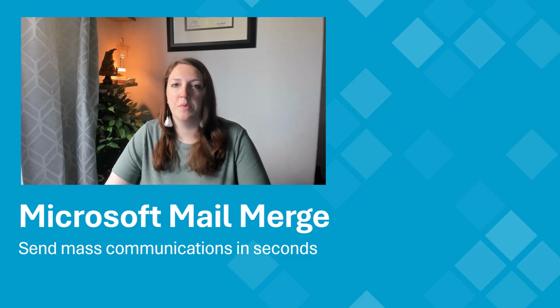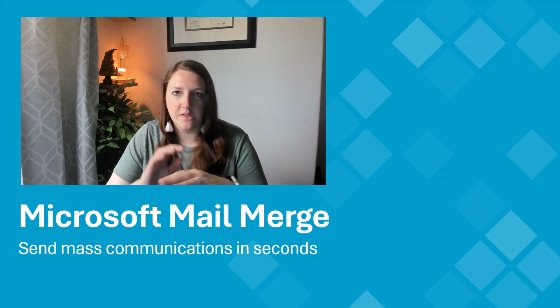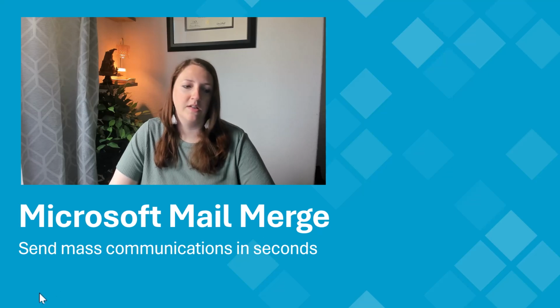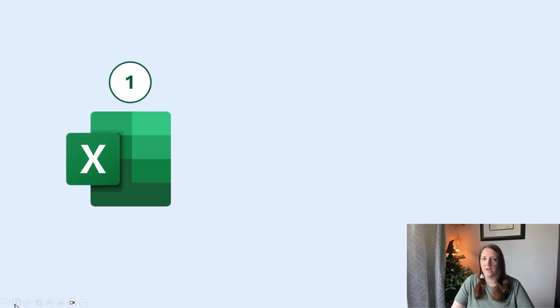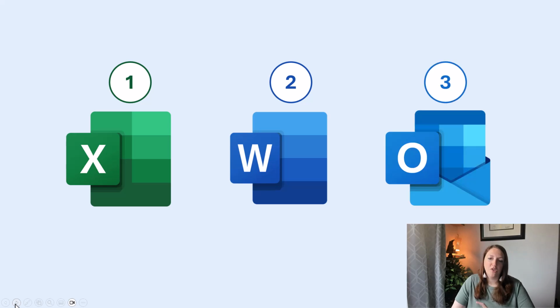This includes both Outlook and Word and even Excel, because that is a great data source. So in this video, I'm going to show you how you can send mass communications in seconds. First, prep your data. Excel is a great data source, but you can also use CSV files and text files and Access database files. Next, you're going to need to go into Word, and you're going to use mail merge inside of Word, which connects to your Outlook email. Let me show you how to do it.